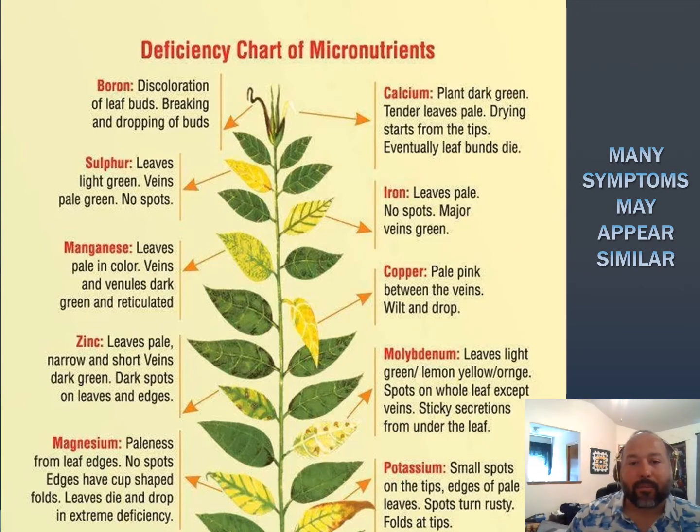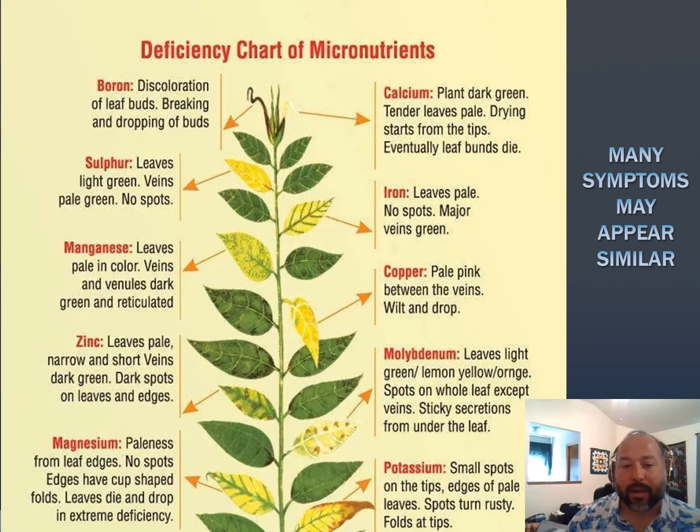With your calcium, the plant is going to be dark green. Your tender leaves, or your young leaves, or your newer leaves towards the outside are going to be pale. Your drying is going to start from the tips, and eventually the leaf will die. If it's an iron deficiency, you're going to have the leaf be pale, no spots, and your major veins are going to be green. Really dark green in the veins, but light in the leaf. In terms of a copper deficiency, pale pink between the veins, so it's a pinkish, much more reddish color to it, and you're going to see wilt and drop. A lot of these other ones, you don't see this wilt and drop that you'll see in copper.